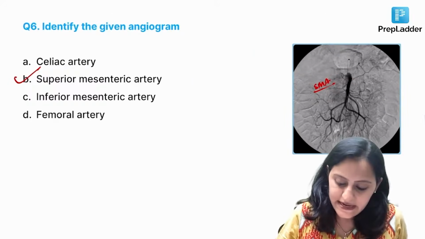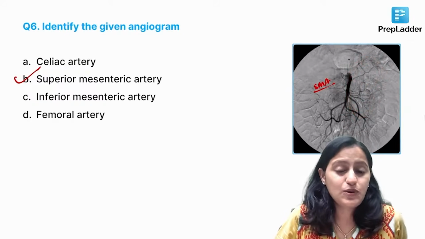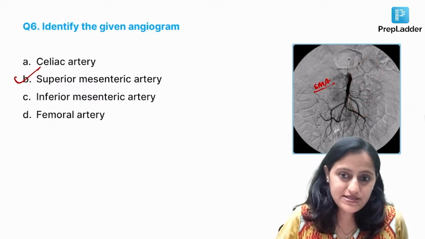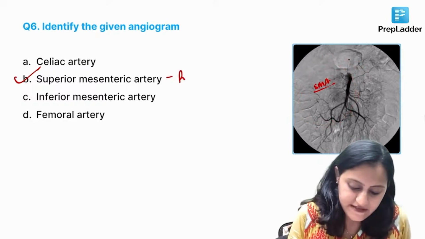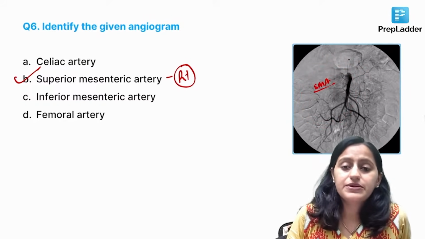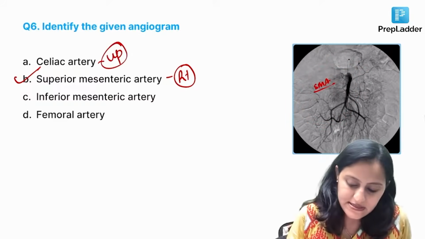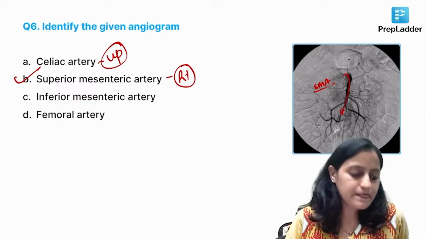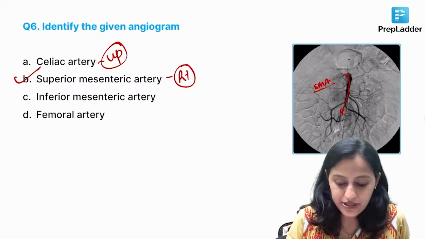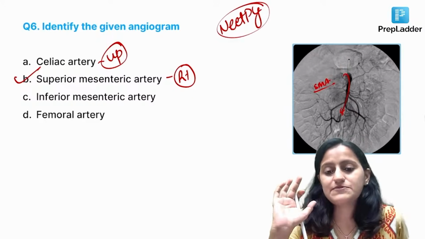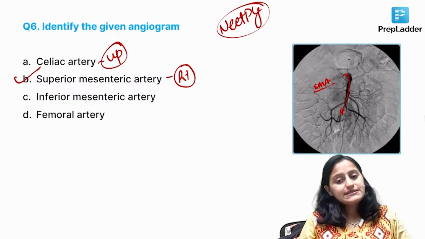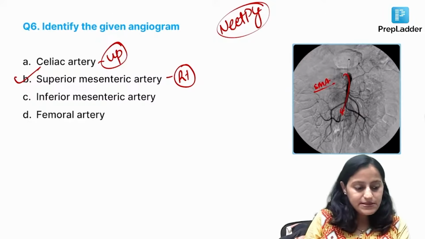The few branches that you see coming on the left side are the small jejunal and ileal branches. This is going to be an SMA angiogram, which gives the right-sided branches. Celiac will go upwards; this is going downwards. So this is going to be an SMA angiogram. This has been asked in one of the previous NEET PG exams, 5 years back or so. So this is important.